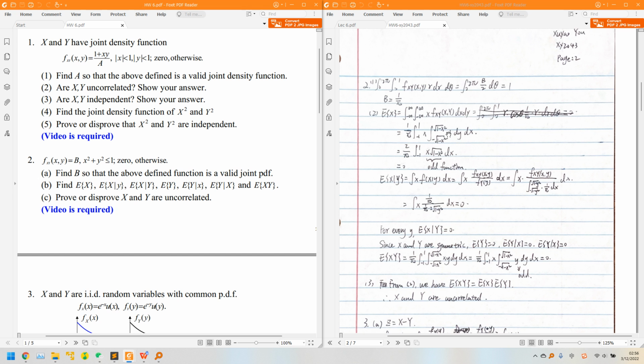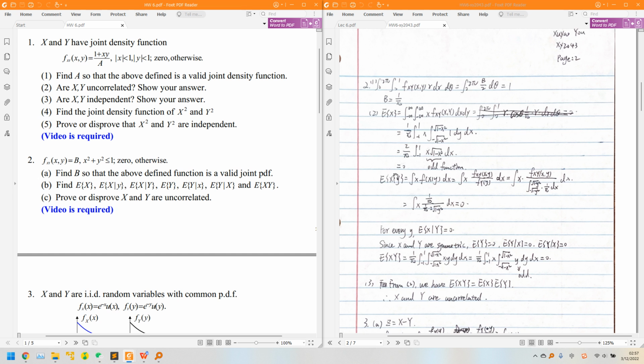We can find that the integral here is 1, and the range of y is bounded by a circle, and we continue to do this integration. We get the result of x times the square root of 1 minus x squared, which is an odd function, and the range is from negative 1 to 1. Therefore, the integration of this value is 0. So the expectation of x is 0.